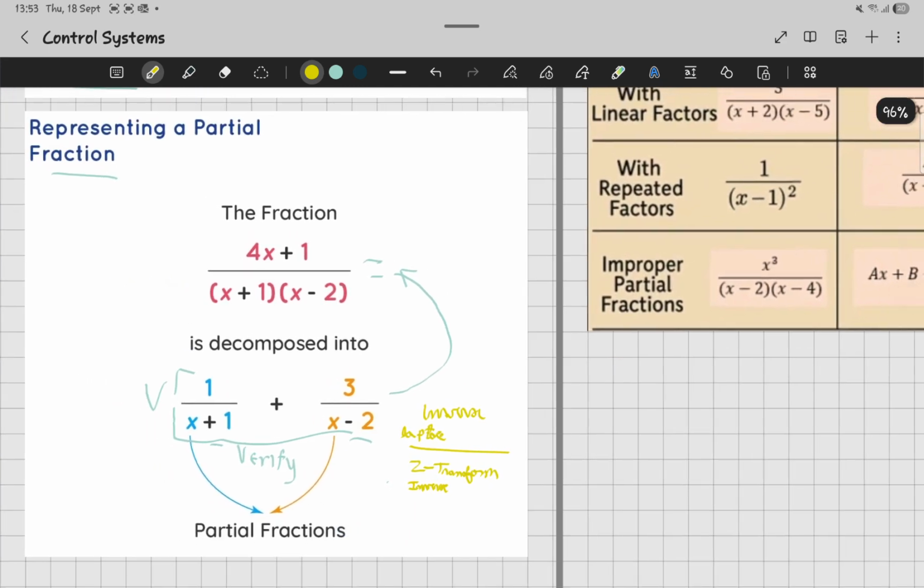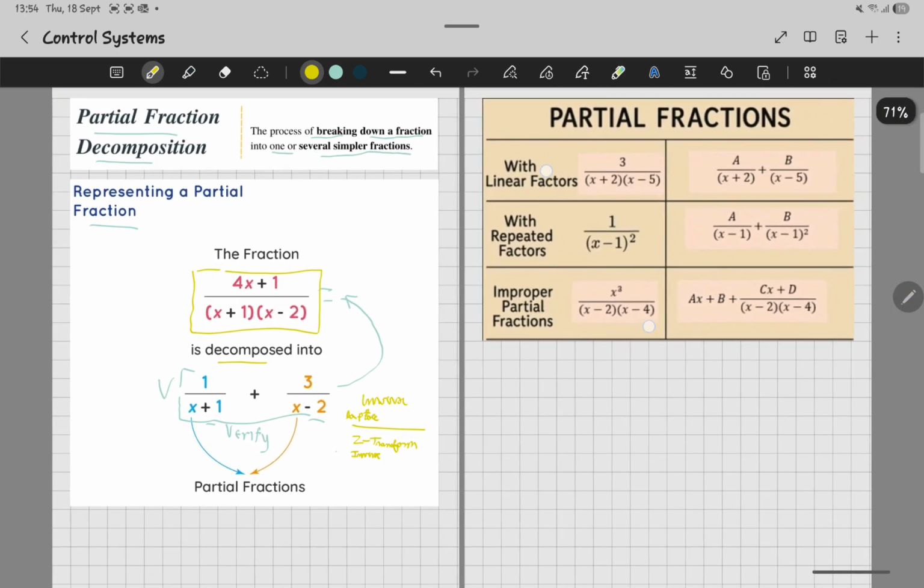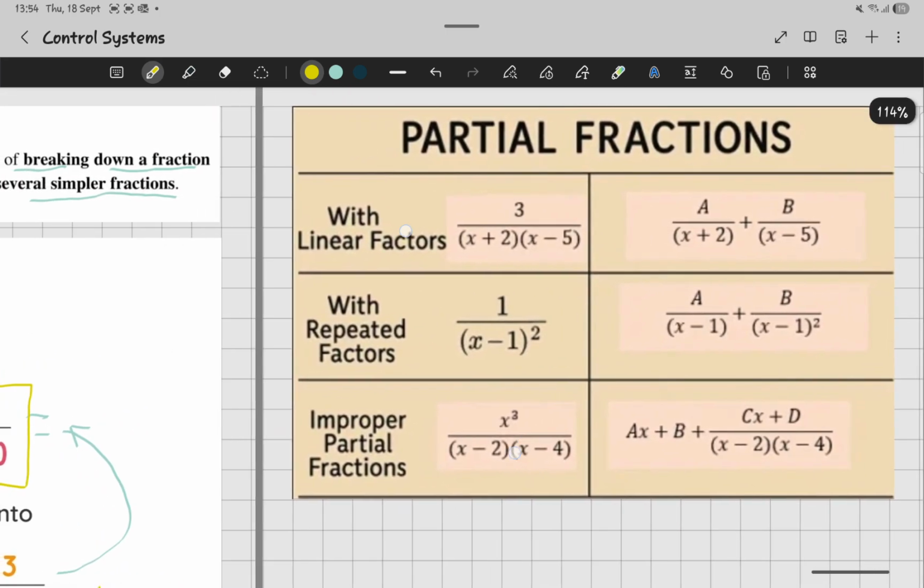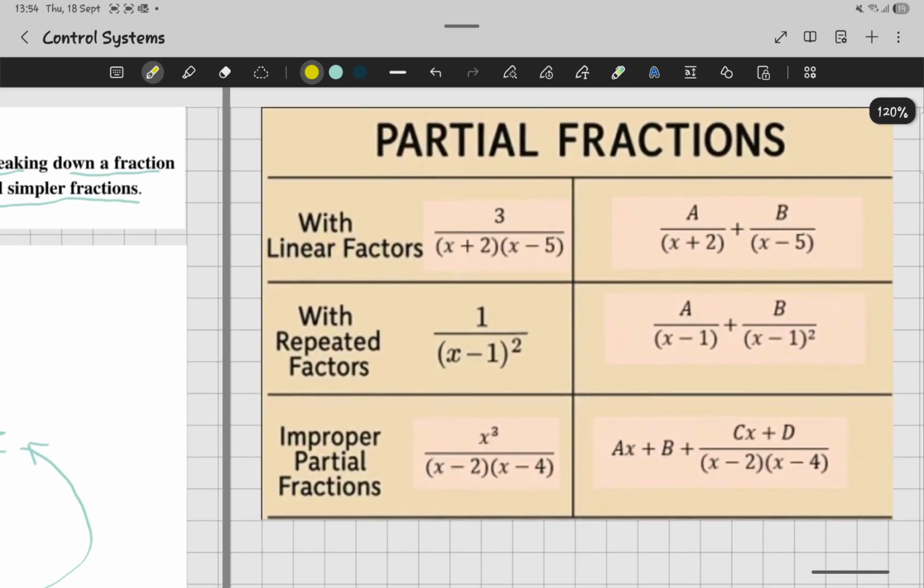This is because if the form is not inside any table, Laplace table or Z table, that's why we're going to break it down and decompose it. So you need to know this in order to solve those questions. But just to give you an idea, there are different types of partial fraction.